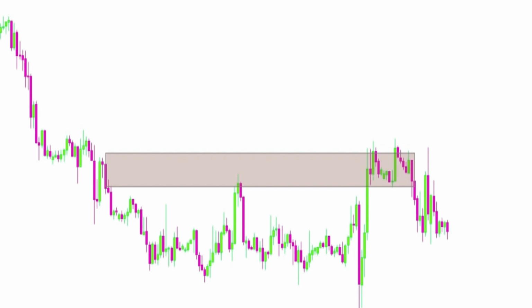A resistance zone is said to be valid only when the market falls at least 2 times after returning to the zone, which is why there is a higher probability of the market going downwards after reaching the zone for the 3rd time. The price usually moves within the range of support and resistance levels.